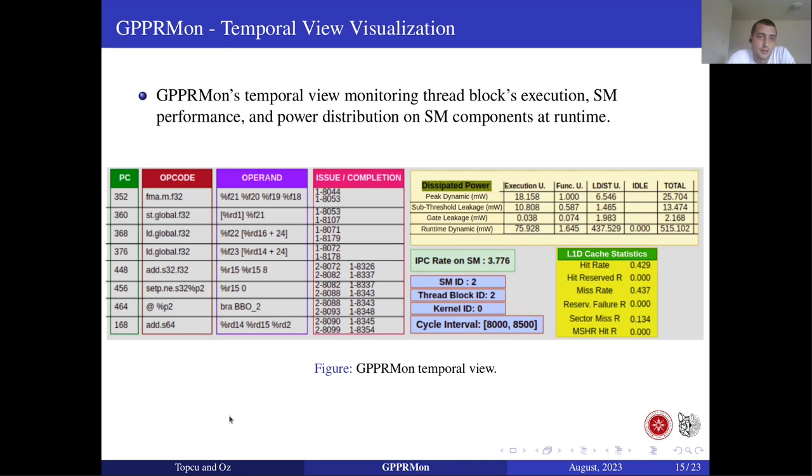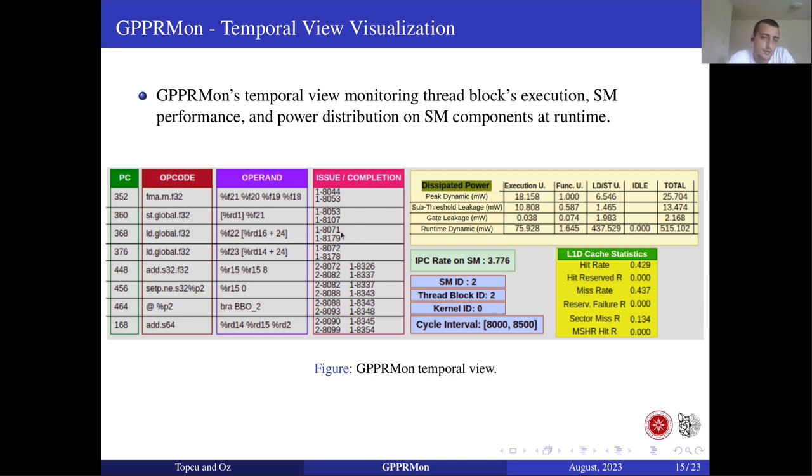The temporal view displays the thread block execution, SM performance, and power dissipation of the streaming multiprocessor components. As you can see, these are the instructions for a thread block. For example, the instruction pointed to by 368 is a load global variable from the global memory DRAM. The data loaded from memory is 32 bits. This is the operand, and these are the issue and completion times.